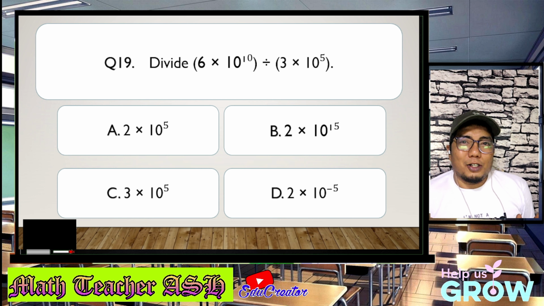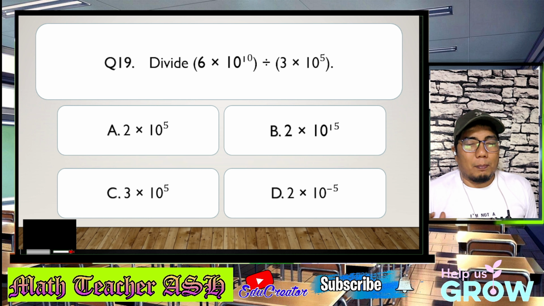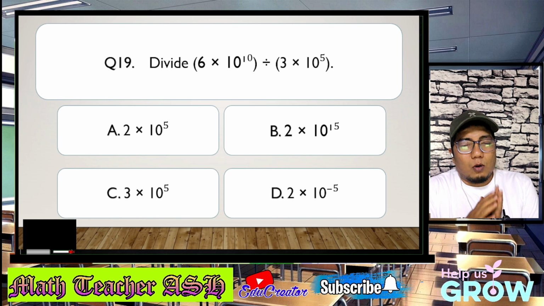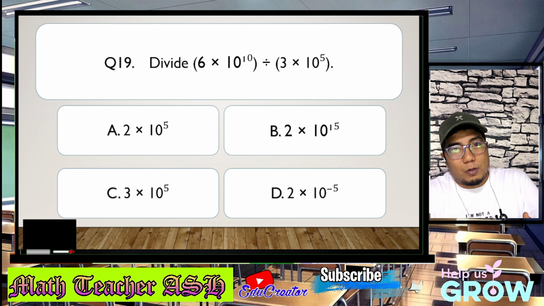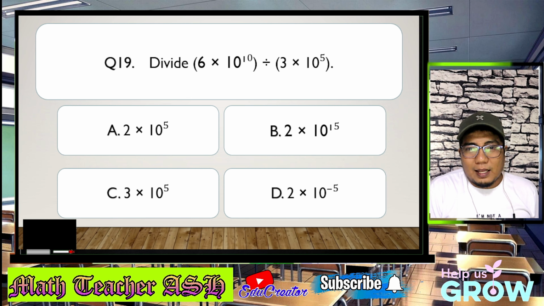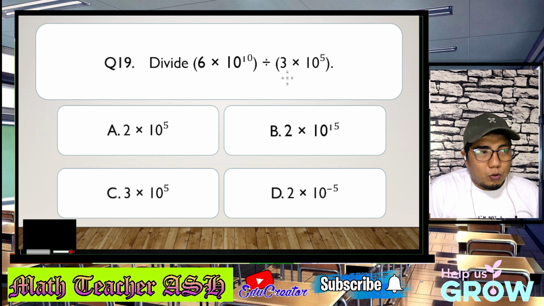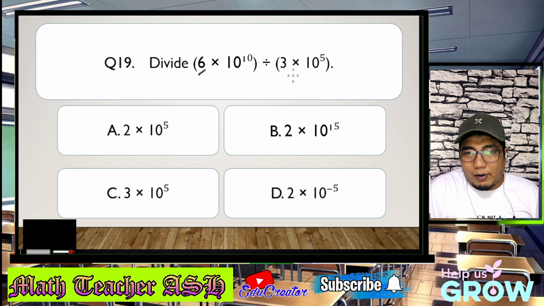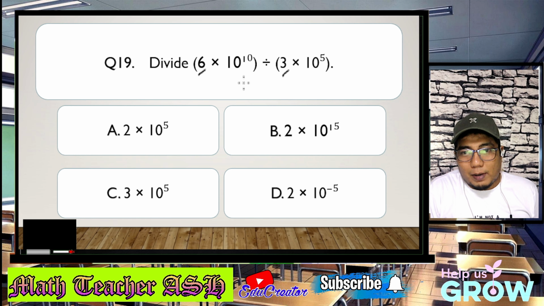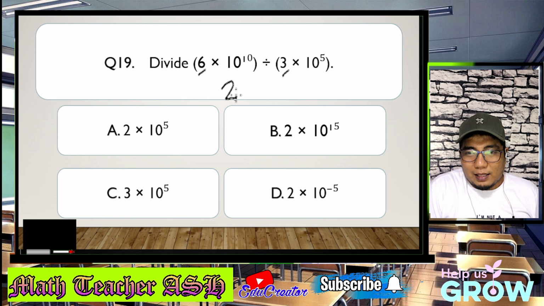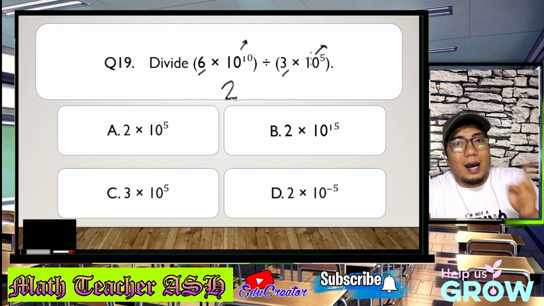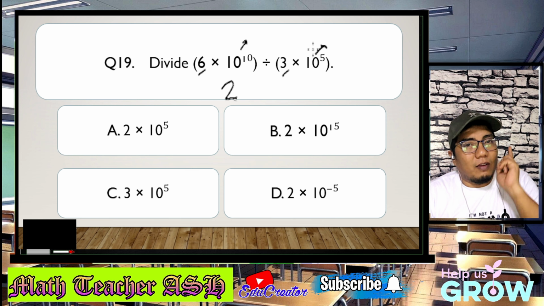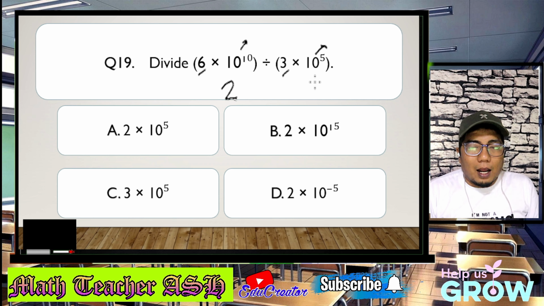Okay, my dear math learners, earlier we discussed how to multiply scientific notation. Now, the rule in dividing scientific notation also has an opposite way. When you divide scientific notations, you just divide the numbers directly. So 6 divided by 3, that is 2. Now, what will happen to your powers? Earlier in multiplication, we were adding the powers. Right now, in division, we will be subtracting the powers.